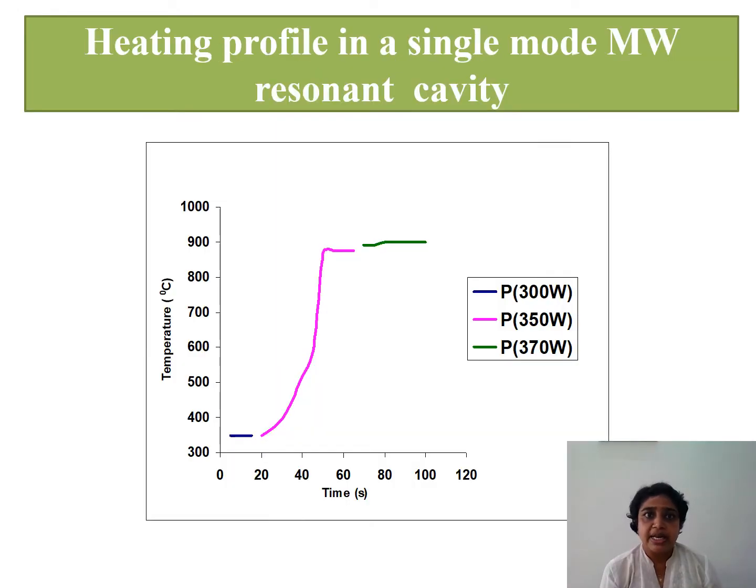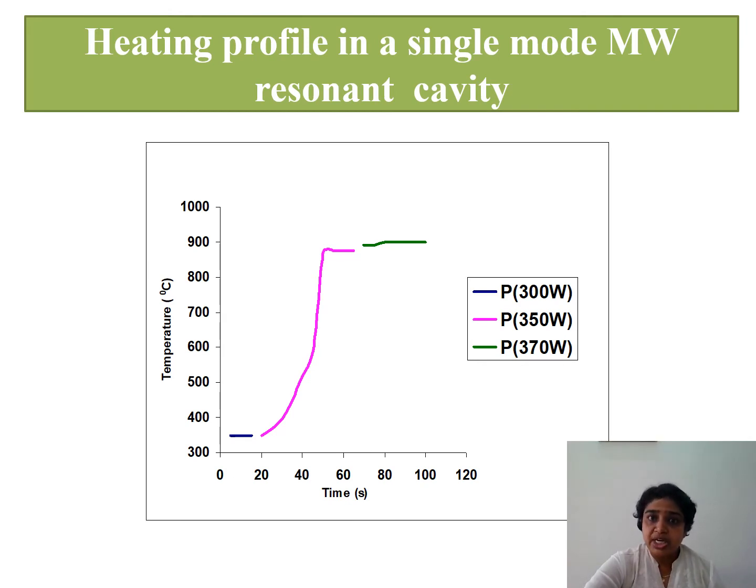So, moving further, heating profile in a single mode microwave resonant cavity. Just now I mentioned that in single mode cavities are designed to enhance the electric field intensity at the workpiece location. So here, due to very high field, the heating rate is very high. Again here you can see some plots between temperature and time, and we can see that in a very short time, just a few seconds, 100 seconds, temperature rises from room temperature to 900 degrees centigrade.